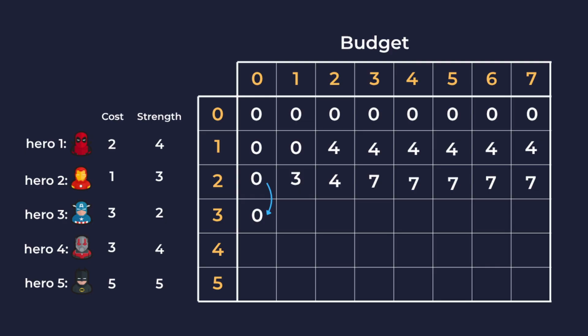Start with 0. Captain America costs 3, so for budgets 1 and 2, we keep the current best value. For budget 3, there is room to hire Captain America. However, the current best value is bigger, so we keep the current best value, which is 7. Same as 4 and 5. For budget 6, we can update to 9, including Captain America. Keep 9 for budget 7 too.